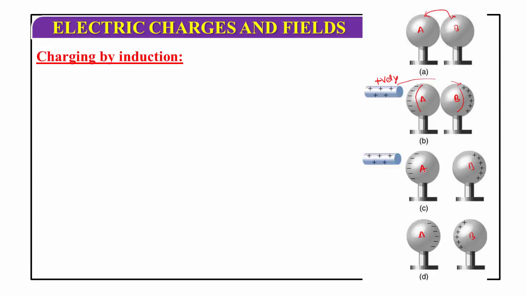In the third case, separate the two spheres by a small distance, while the glass rod or charged body is still held near the sphere A. Now the two spheres are found to be oppositely charged and attract each other. When we divide the two spheres by a small distance, the charged body must stay there.